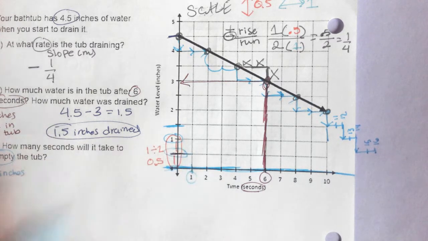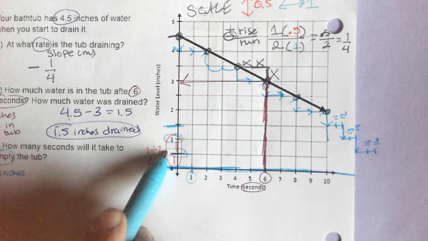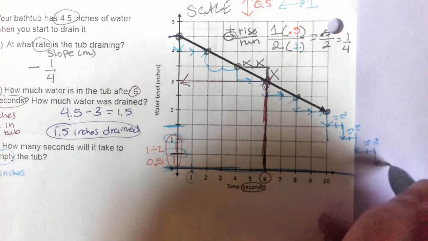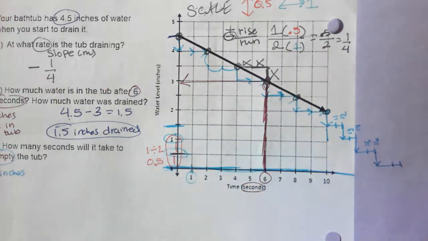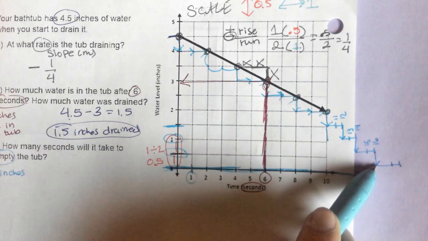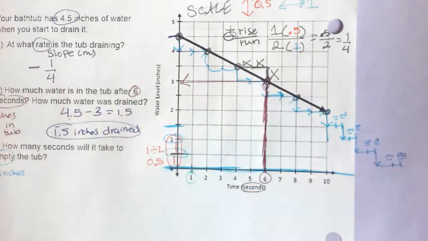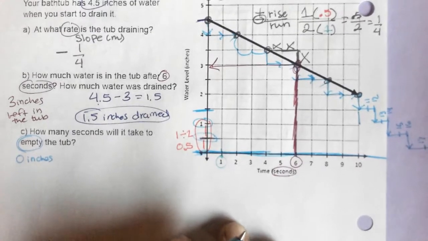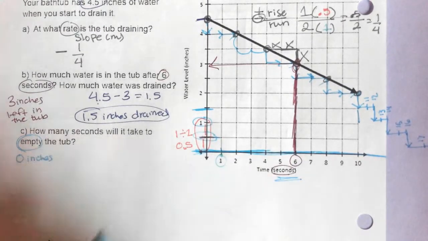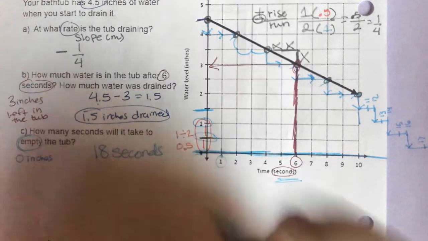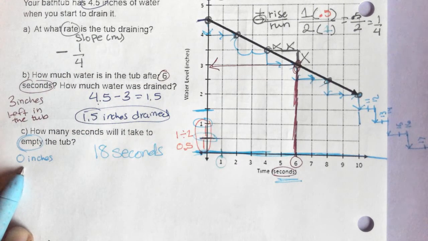That's where we are right now, which is still not 0. I still have to go down 1 more line. But that's okay, we'll go down 1 more line, which means we also go to the right 2 times. That was 16, so this is 17 and 18. Okay. Which means it took us 18 seconds to completely drain the tub.